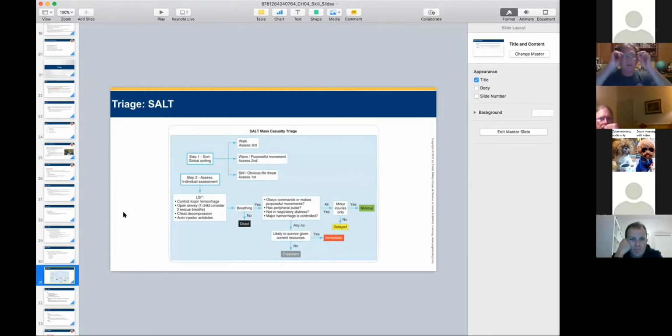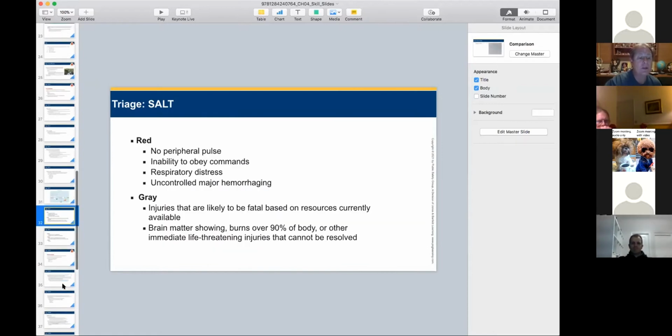This is the SALT triage progression. Step 1 is the sorting, the global sorting. Walk. Do they have purposeful movement? They can wave. If they're just sitting still, obviously there's something wrong. Can I control the major hemorrhaging? Can I open an airway? Do they need chest compressions, auto-injector antidotes? If they're breathing, can they obey commands, purposeful movement? All this seems pretty confusing, right? So how we get through this, I'm going to scoot through it.